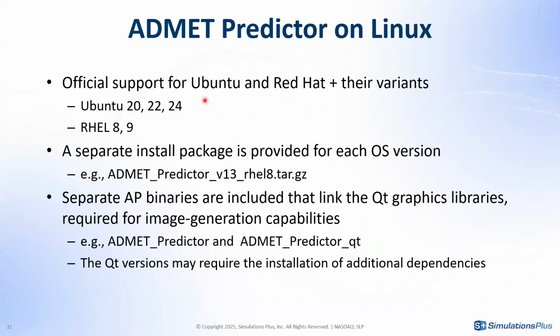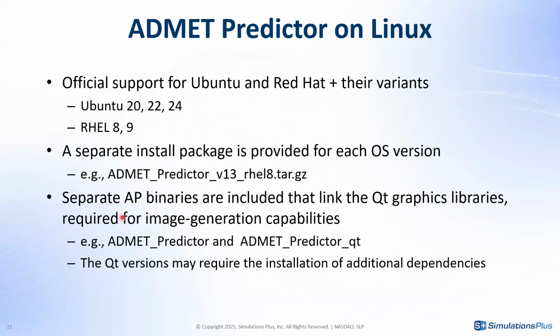We support both Ubuntu, Red Hat, and their variants. So essentially all flavors of Linux. We'll actually build a predictor on Ubuntu version 20, 22, and 24, as well as Red Hat 8 and 9. We will plan to release separate install packages for each one of these, appropriately named.